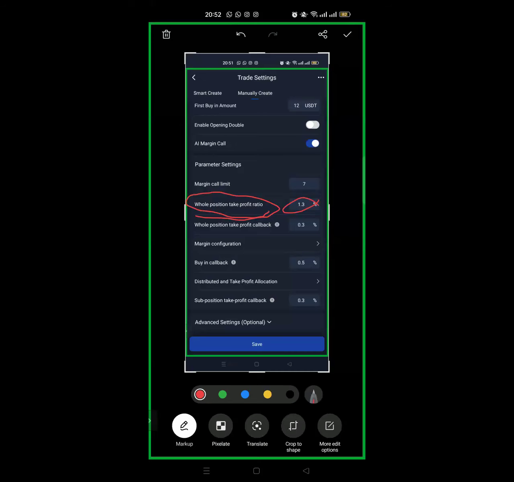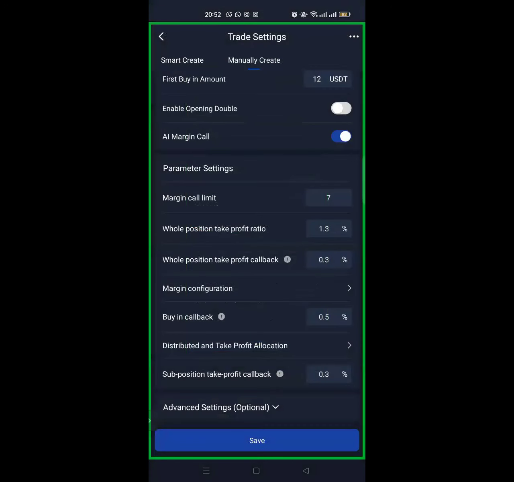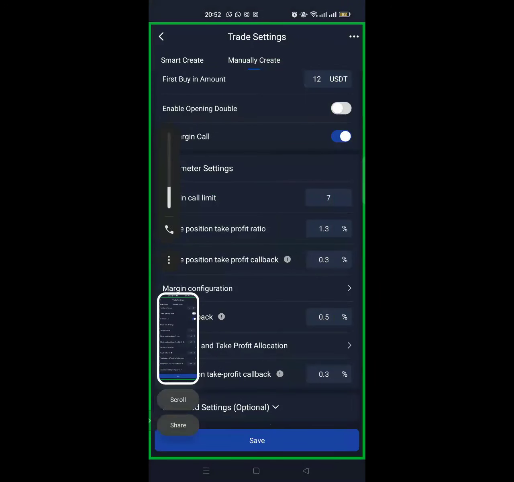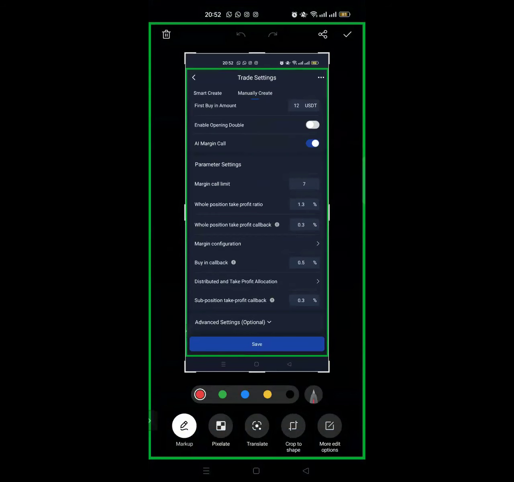So why am I explaining this particular one? It's because I want to explain that this whole position take profit callback works with whole position take profit ratio. Okay? These two work hand in hand together.